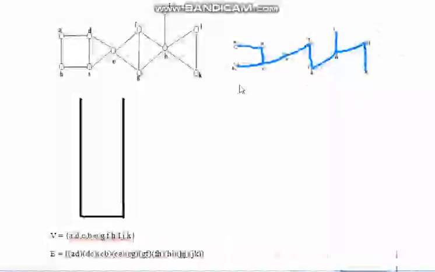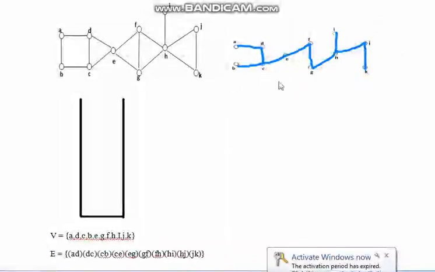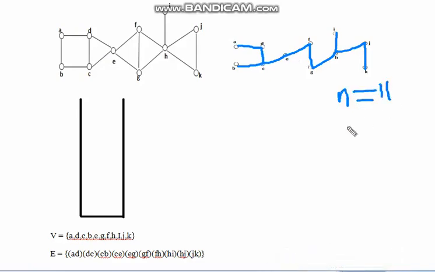So now check it in this graph. How many vertices? Here there are 11 vertices, so n equals 11. And how many edges? 1, 2, 3, 4, 5, 6, 7, 8, 9, 10, so n minus 1 edges, that is 10, and no cycles.